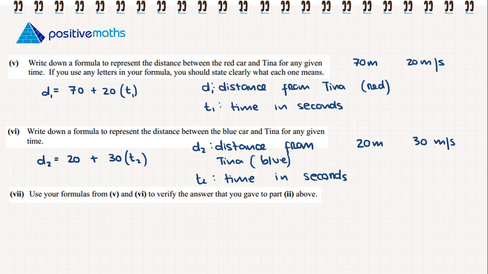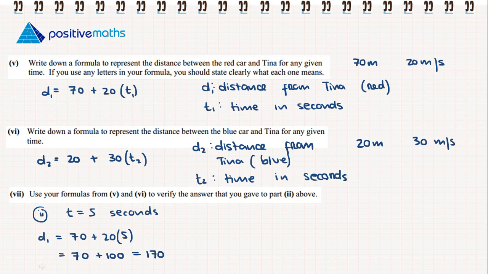Part 7 asks us to use the formulas from 5 and 6 to verify the answer that we gave to part 2. To recall, for part 2, we said that both cars were the same distance away when t was equal to 5 seconds. So we want to verify, therefore, that our d1 and d2 are equal when t is equal to 5. Let's find d1 first of all. d1 is equal to 70 plus 20 multiplied by 5. So t1 is equal to 5 seconds. So that's equal to 70 plus 100, which is equal to 170.